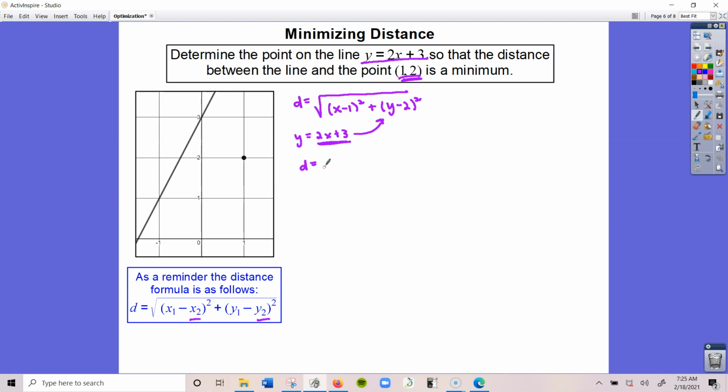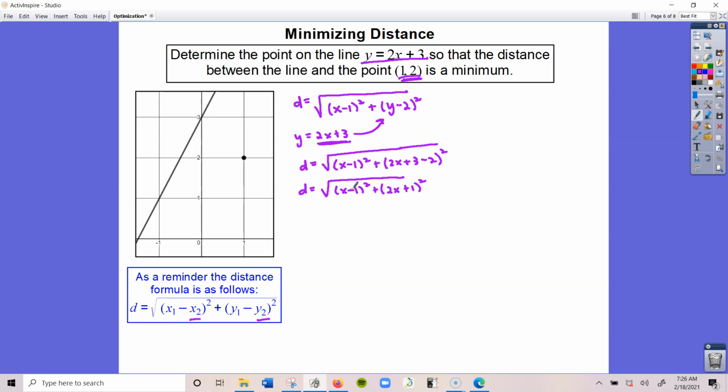So d is going to equal the square root of x minus 1 squared plus 2x plus 3 minus 2 squared. Now we're going to want to simplify this and perhaps distribute the exponent so that we combine like terms and it will be easier to take that derivative. So d is equal to the square root of x minus 1 squared plus, then this is 2x plus 3 minus 2, so 2x plus 1 squared.